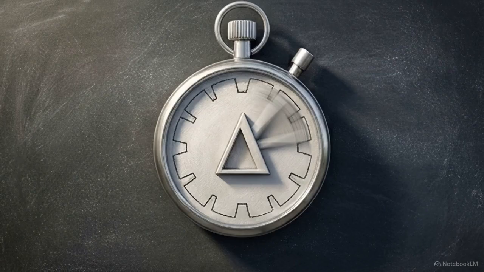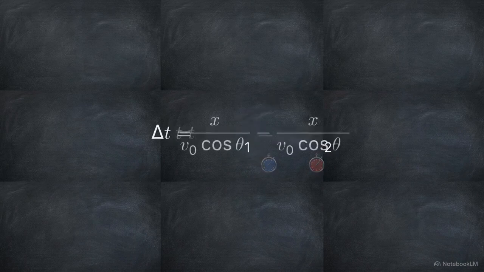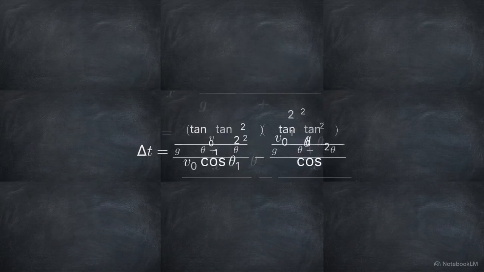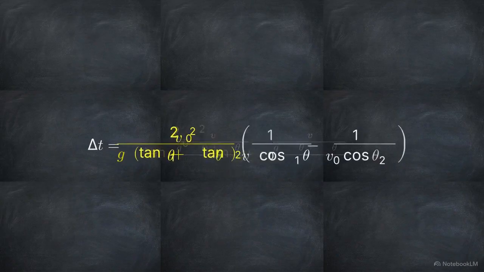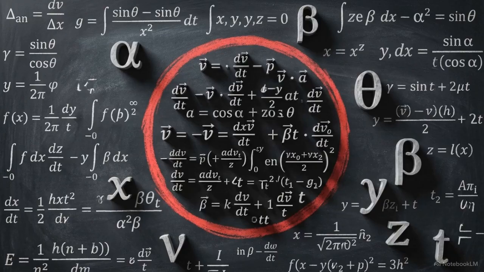Now let us reintroduce the time variables. In kinematics, flight time is simply the horizontal distance divided by the horizontal component of velocity. We express delta t as the flight time of the first shell minus the second. Then we substitute our derived expression for x into this equation. We factor out the common constants, v0 and g, to simplify the layout of the fraction. This expression is physically complete, but it is not yet optimized.